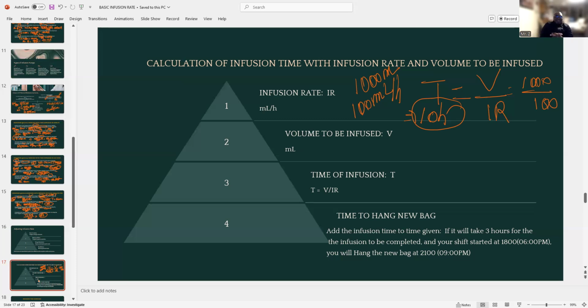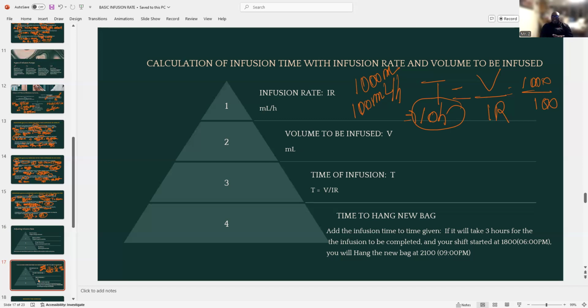All right, so time of the infusion is volume divided by infusion rate. So how can you find the time to hang a new bag? Add the infusion time to the given time. If you start your shift at 7, as I said, it will take 10 hours to complete that infusion. I'm going to get 10 hours added to 7, then it's going to be 17, which means 5 p.m.